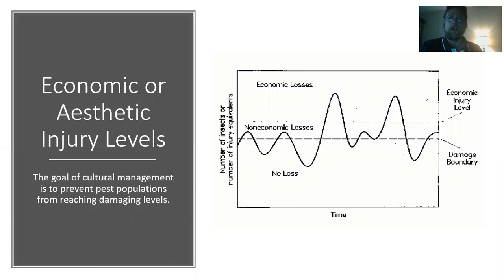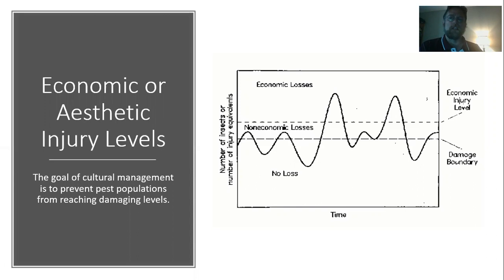When we're talking about ornamental plants, it's a little bit more difficult to establish an easy population level where we need to have that treatment. So we have the idea of an aesthetic injury level, and that's the population of that organism where it's doing enough damage to the appearance of the plants that we have in our landscape that it merits taking some control action.